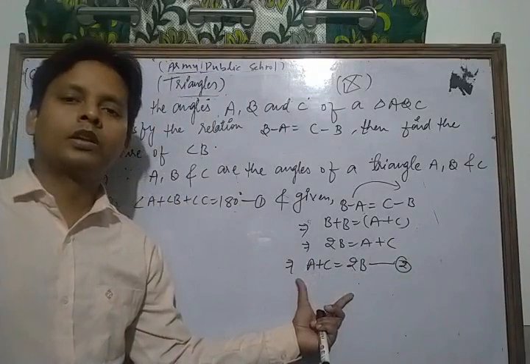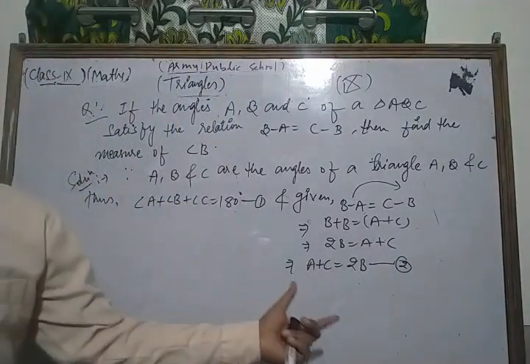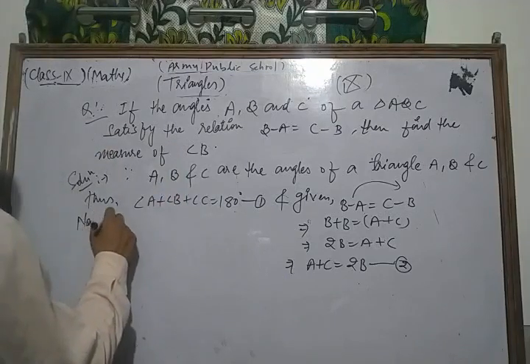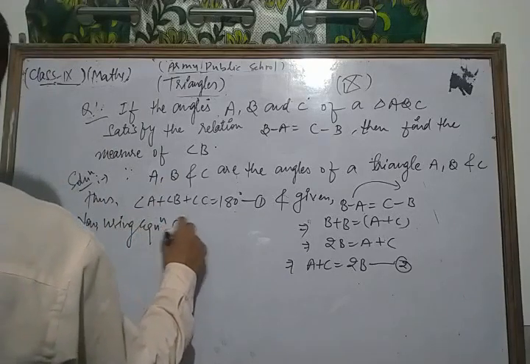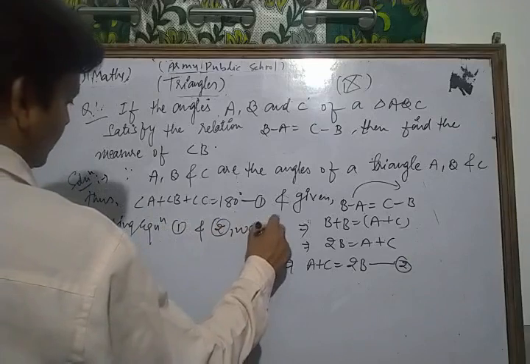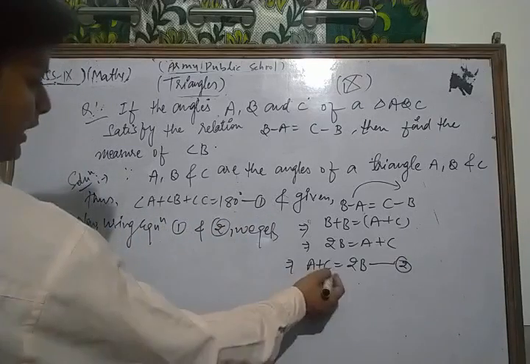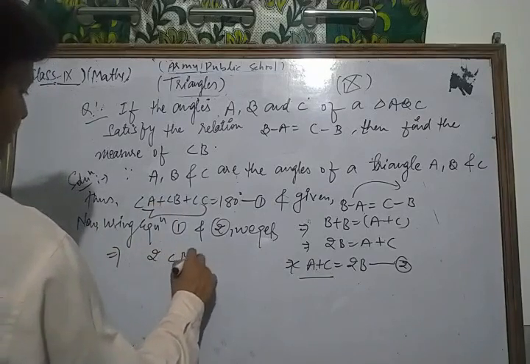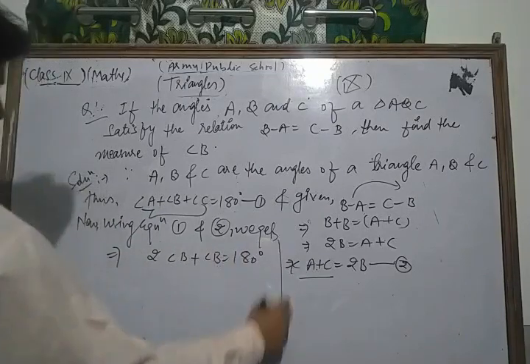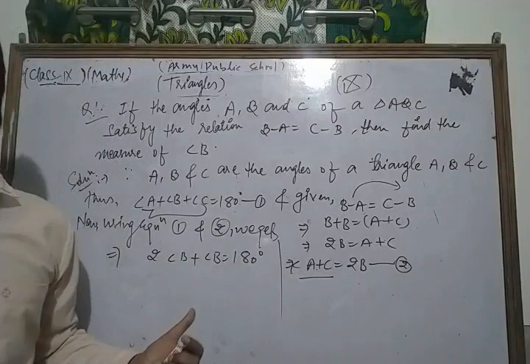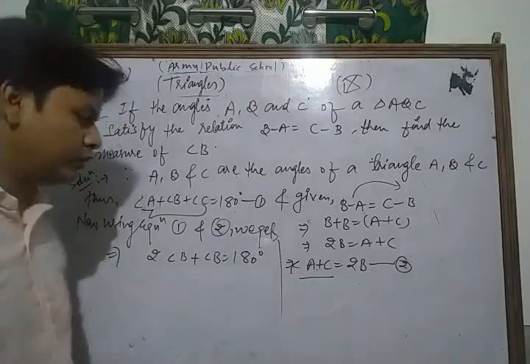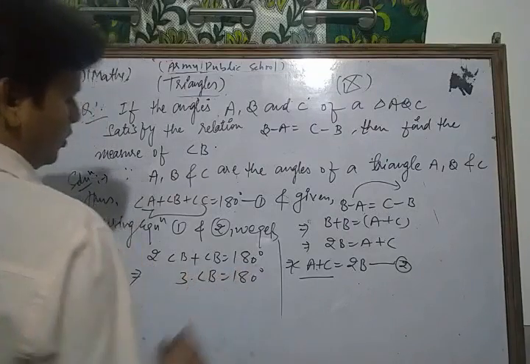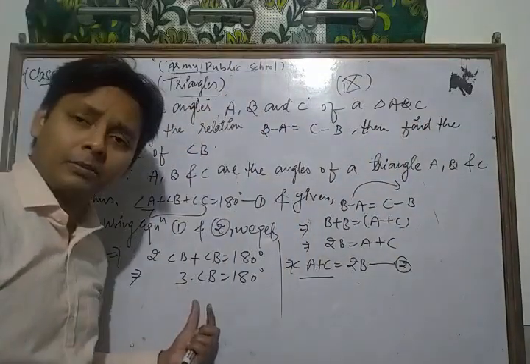Now with the help of these two equations, using equations 1 and 2, we put the value of angle A plus angle C in that relation, so we get 2 times angle B plus angle B is equal to 180 degrees. 2 times angle B plus angle B is equal to 180 degrees, so we get 3 times angle B is equal to 180 degrees.